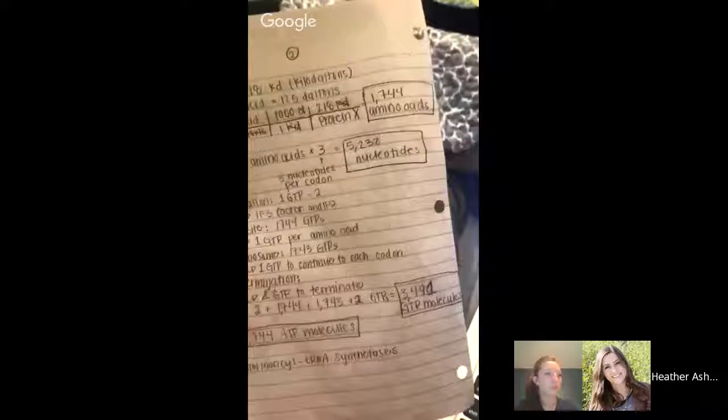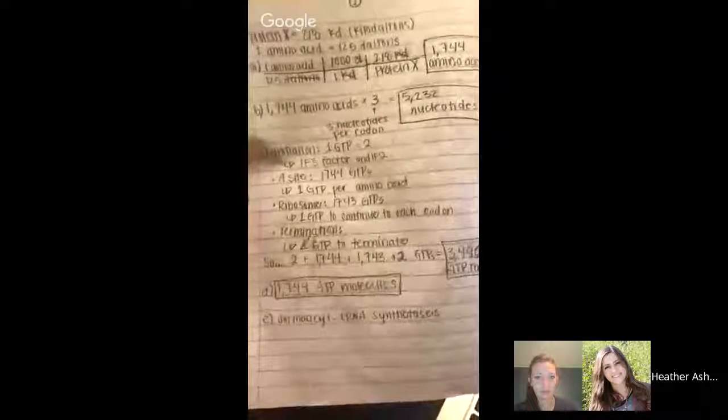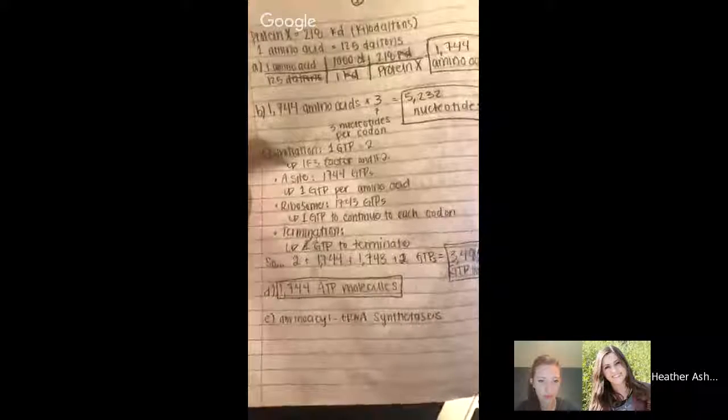For part D, it says how many ATP molecules are consumed to synthesize each copy of protein X. For that one, it is 1,744 ATP molecules.